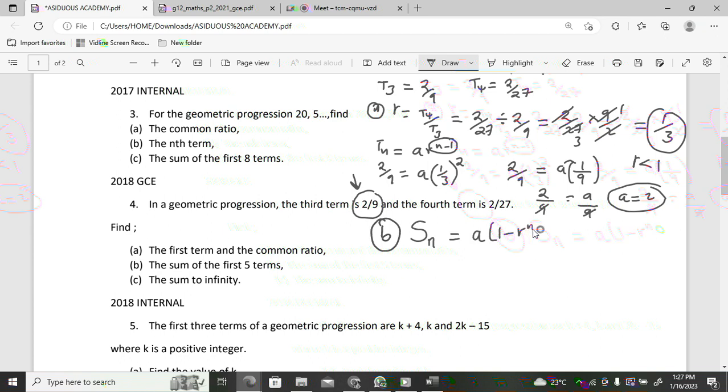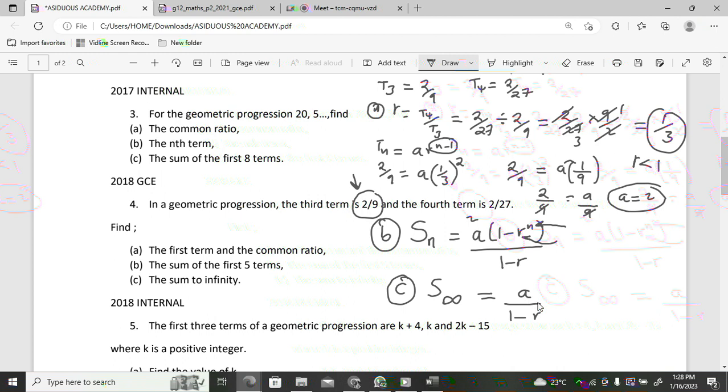So the formula we're going to use for B, sum of any terms, you are going to use is a times 1 minus r to the power n, divided by 1 minus r. Why? Because the ratio is smaller than 1. So for B, use this formula. You know the first term, so put 2 here. You know the ratio. The ratio is 1 over 3. And you know n, you're talking about the first 5 terms, so also put 5 there.